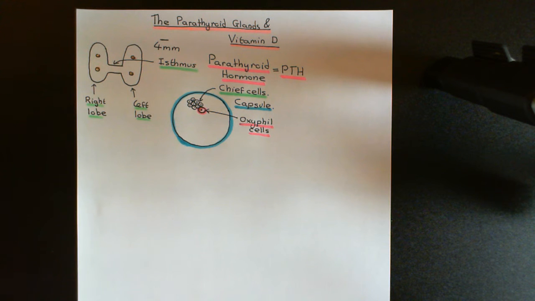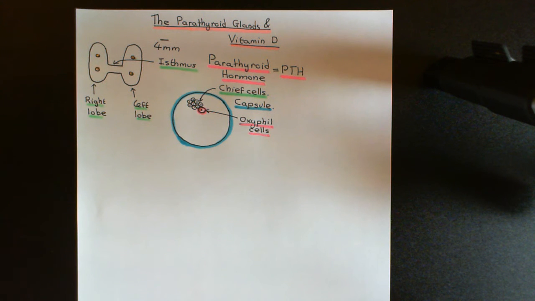Dotted around the place, you also have these oxyphil cells, which are much, much larger in size than the chief cells. And by the way, these oxyphil cells have no known function. We don't know yet what their actual function is. Maybe they don't even have a function, maybe they are evolutionarily redundant now.